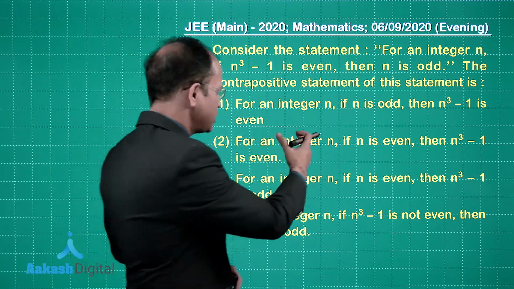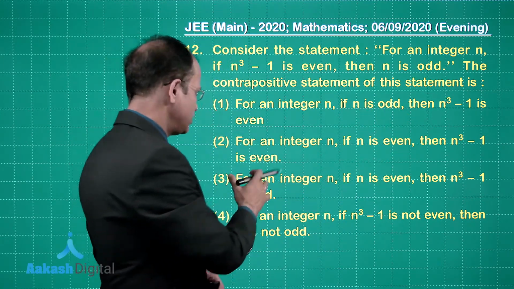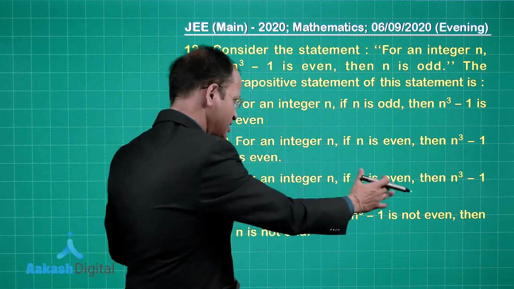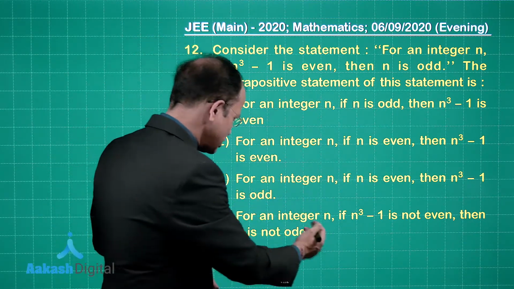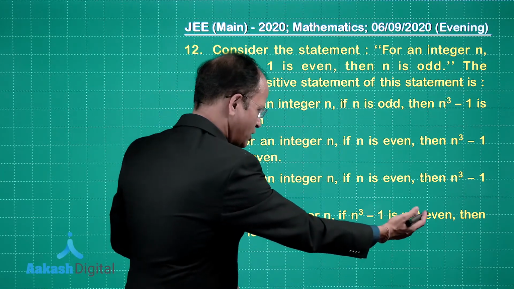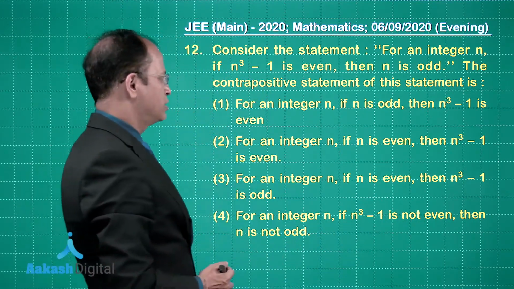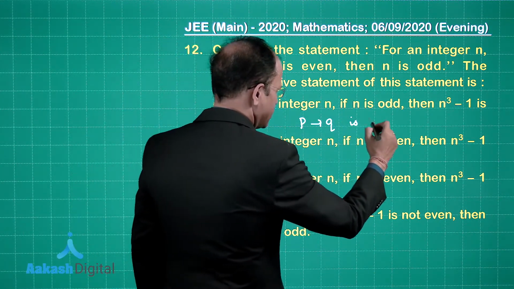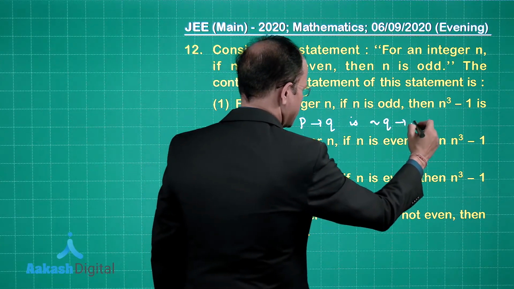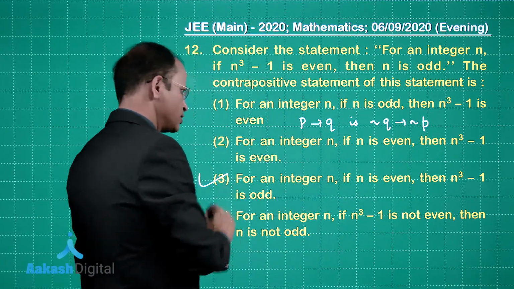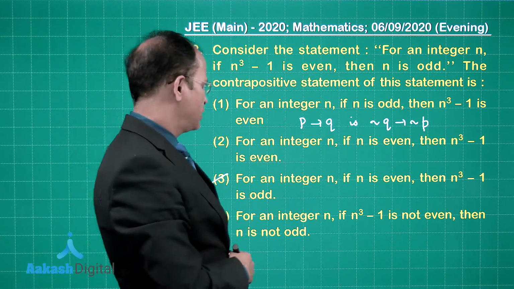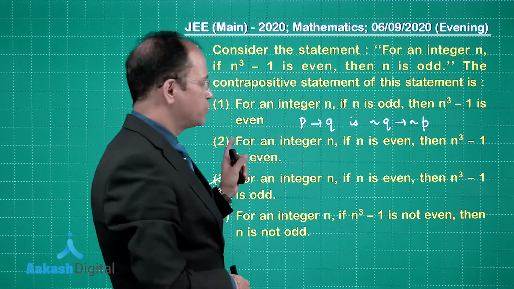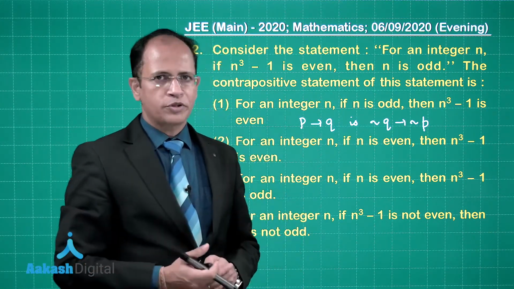For an integer n, if n is odd, then n³ - 1 is even. For an integer n, if n is even, n³ - 1 is even. For an integer n, if n is even, n³ - 1 is odd. For an integer n, if n³ - 1 is not even, then n is not odd. The contrapositive of p implies q is negation of q implies negation of p. So the third option is the right option: if n is even, then n³ - 1 is odd.